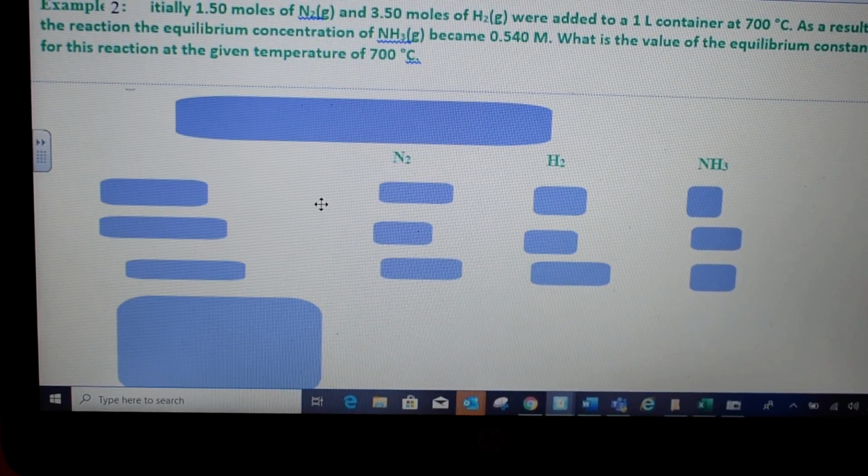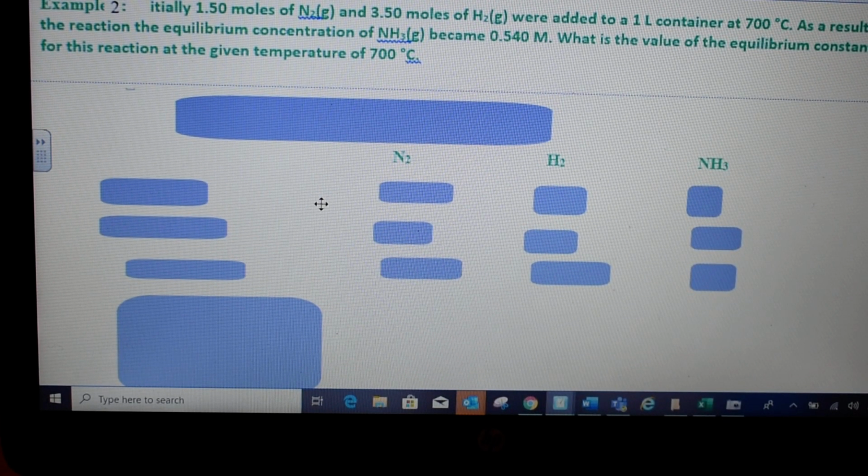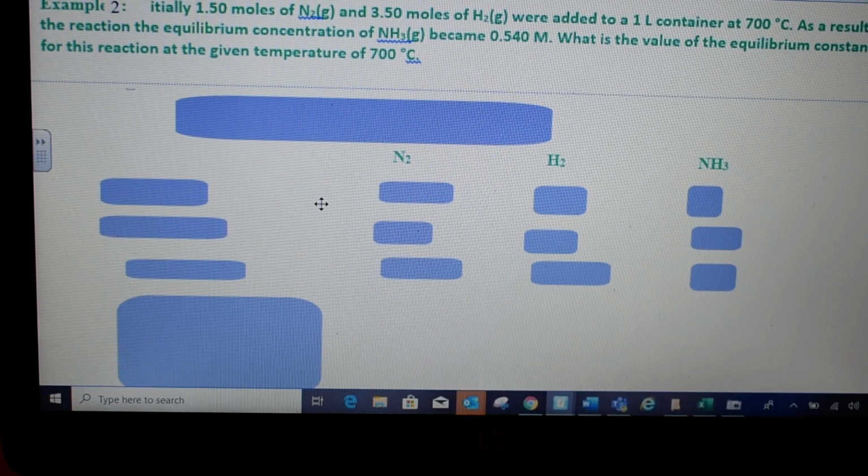Okay, grade 12, let's see if we can't work our way through this question. So it says initially there's 1.5 moles of nitrogen gas and 3.5 moles of hydrogen gas, and we're adding them to a 1 liter container at 700 degrees Celsius. As a result, the equilibrium concentration is now 0.54 molarity of the ammonia. What's the value of the equilibrium constant for this reaction at the given temperature of 700 degrees Celsius?